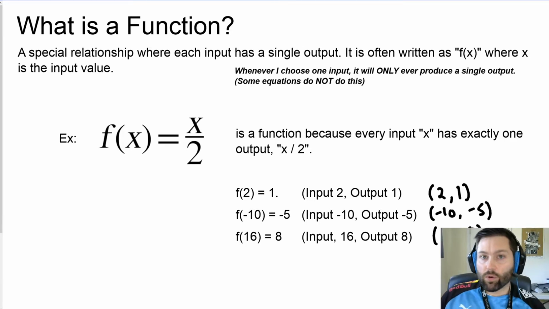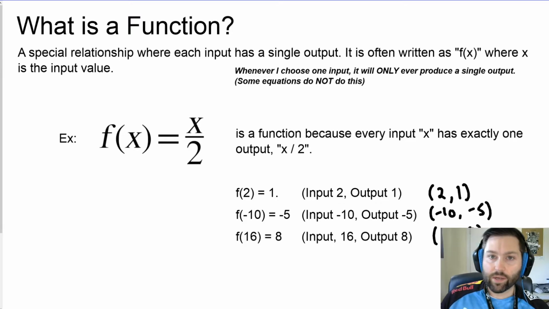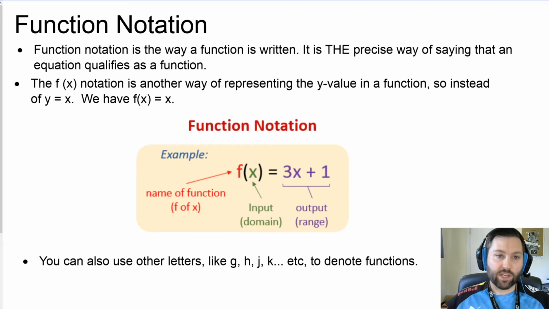So remember, coordinate pairs are made of inputs and outputs. All I did here was recognize that these things, input 16, output 8, can make a coordinate pair for this specific function. Now, you're probably asking yourself, how do I test that? We'll get to that in just a second, but I do want to specifically say that function notation is the way that we write a function. It's the precise way of saying that an equation qualifies as a function.